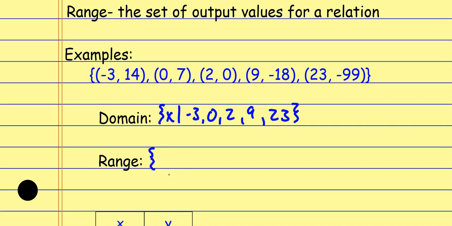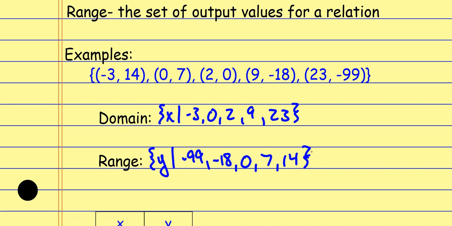And then the range for our purposes this time, they're just y values. These are just x, y values. So I'm going to say y such that. And then once again, I'm going to list these. So I see a -99, a -18, a 0, a 7, and a 14. And again, I list them in order because it makes it easier to sift through.